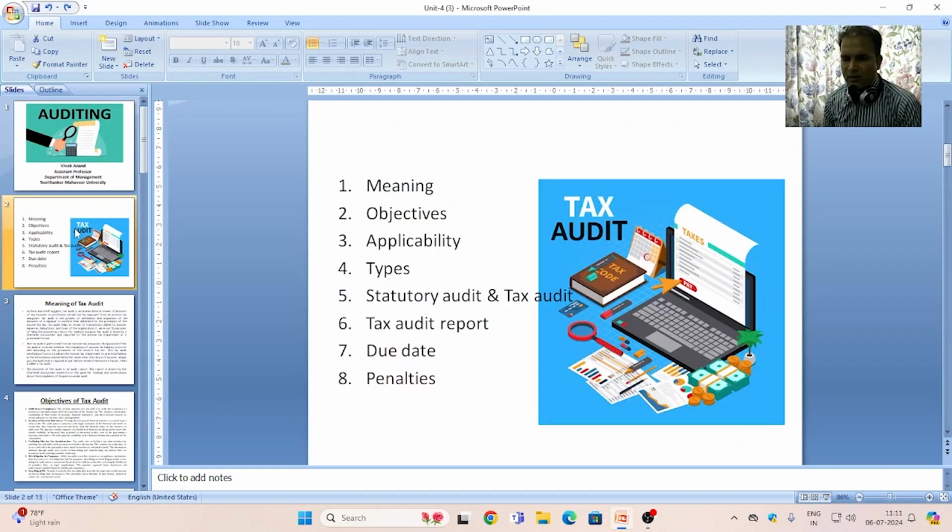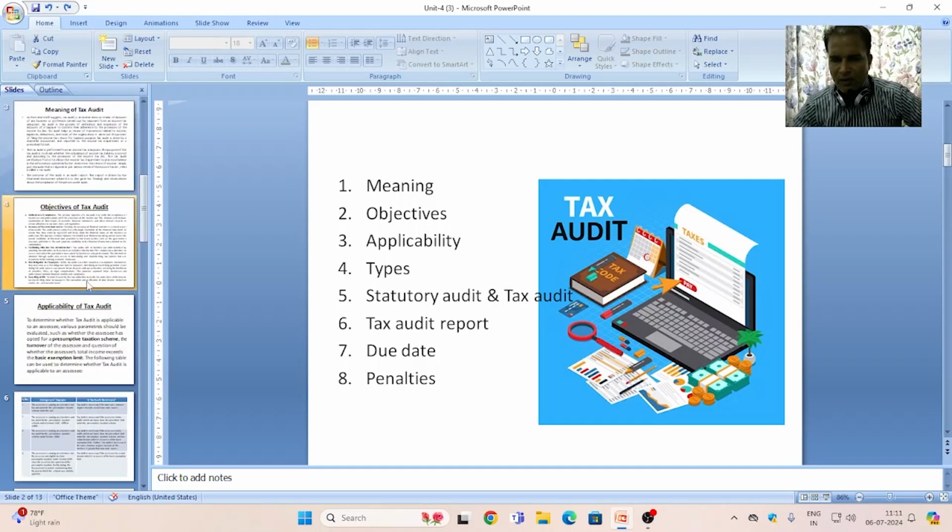So let's sum up the tax audit. In terms of meaning, we have discussed that an audit conducted by the SSC under section 44AB is called a tax audit. Income Tax Act 1961, section 44AB, has the power that the SSC should get his books of accounts audited as necessary tax audit.